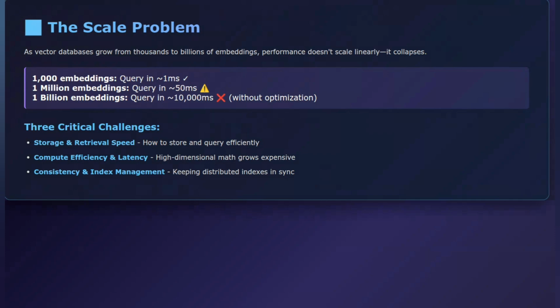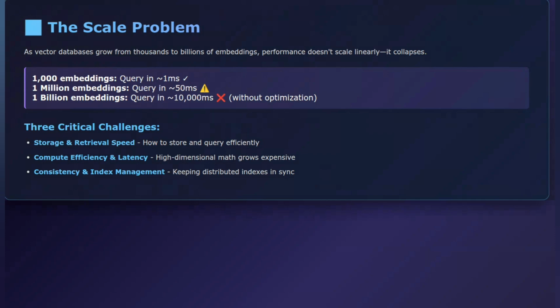Let me give you concrete numbers. 1,000 embeddings, you're getting queries back in about 1 millisecond. Everything's great. Life is good. 1 million embeddings, now you're looking at 50 milliseconds per query. Still acceptable, but you're starting to see the stress. 1 billion embeddings without optimization, you're talking 10,000 milliseconds. That's 10 full seconds per query. That's unusable.